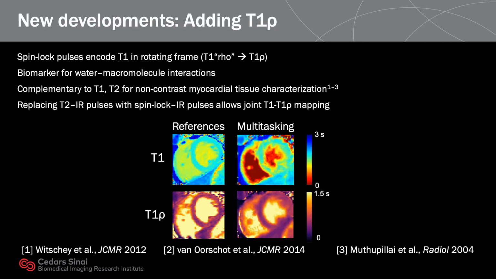By replacing T2 IR preparation with spin-lock IR preparation, we were able to simultaneously obtain motion-resolved T1 and T1 rho mapping of the heart. T1 rho is an important biomarker for water macromolecule interactions.